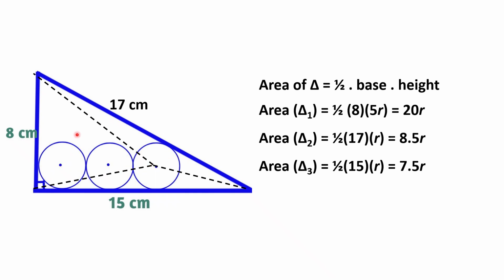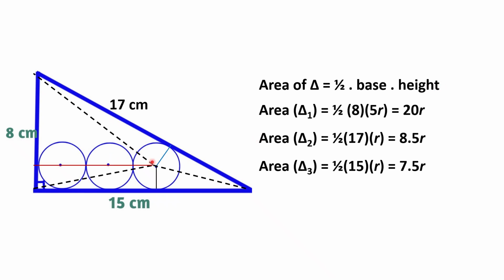So for the triangle, the base is 8 and the altitude, the height, is 5r, 5 times the radius. One circle 2r, another circle 2r and the last circle half of that, only the radius. So 2r plus 2r plus r, that is 5r. So base is 8, altitude 5r. So half into base into height gives you 20r, 20 times the radius.